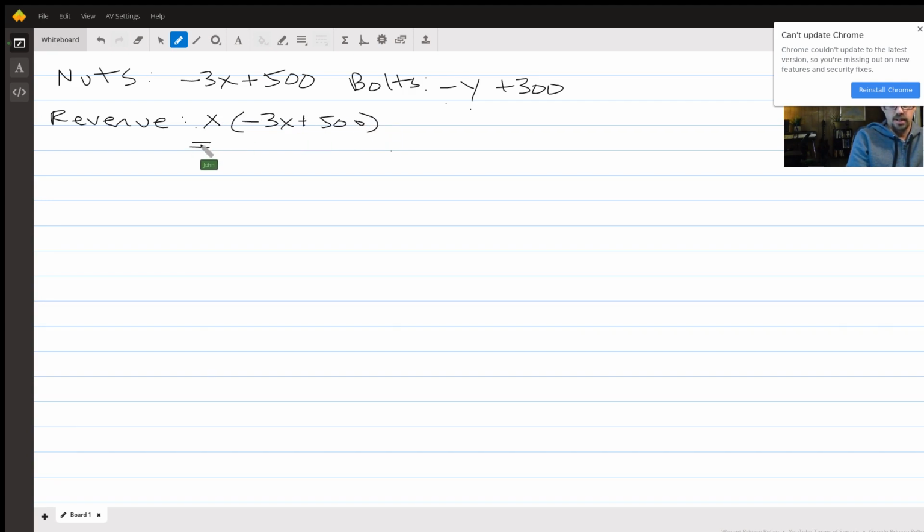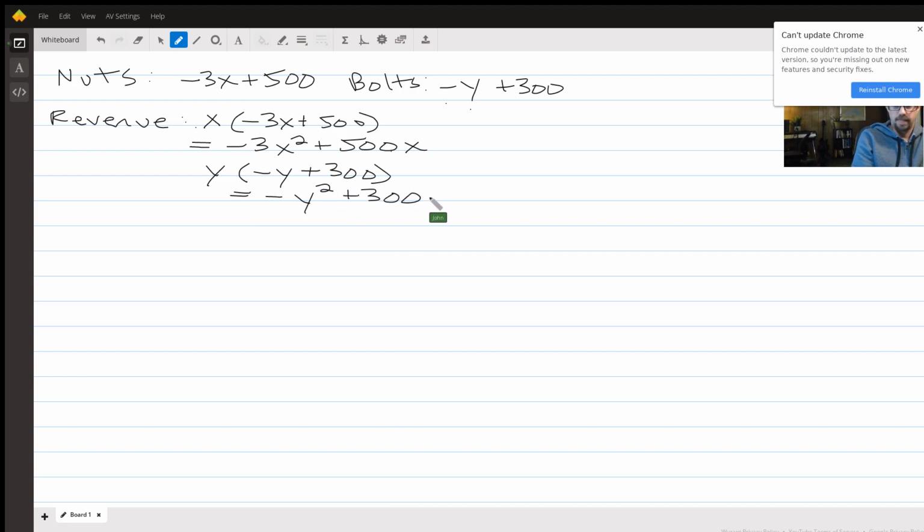And let's just go ahead and clean that up now because we know we're going to have to anyway. So algebra, that's negative 3x squared plus 500x. And then do the same thing with our bolts. So the revenue from our bolts is going to be y times, right? We produced y bolts, and we can sell them for negative y plus 300. Which cleans up to negative y squared plus 300y. Okay, so that is going to be our revenue equation.